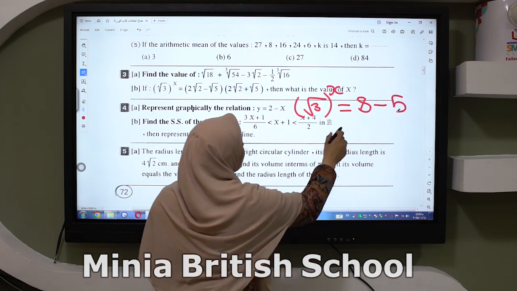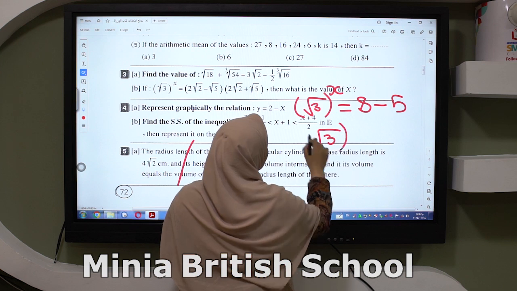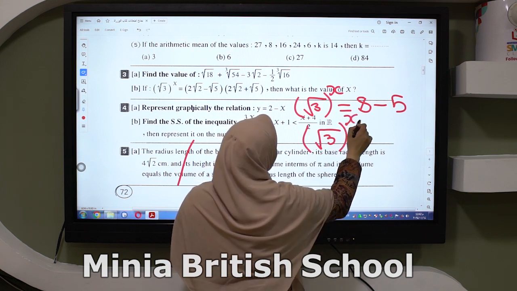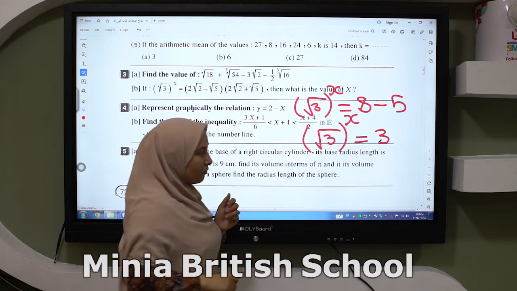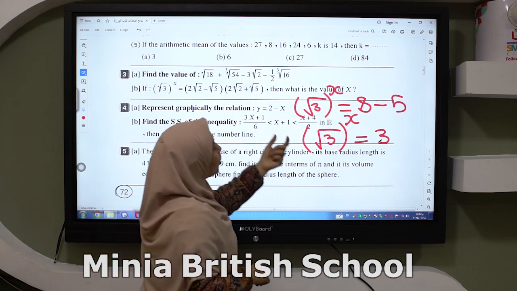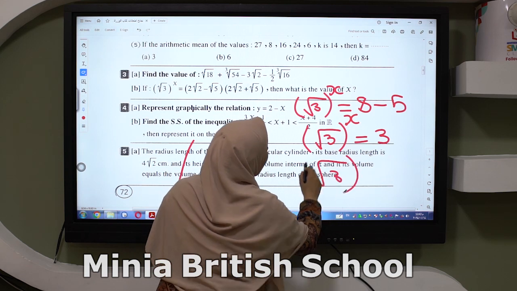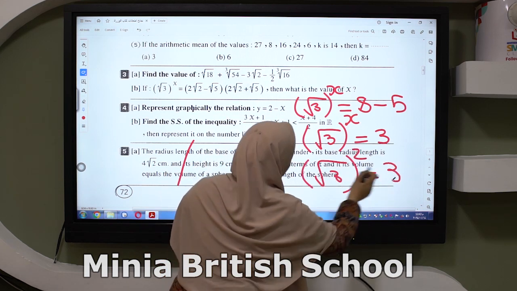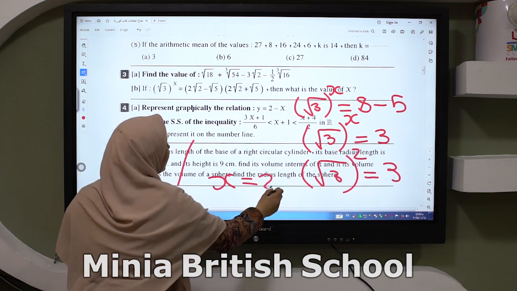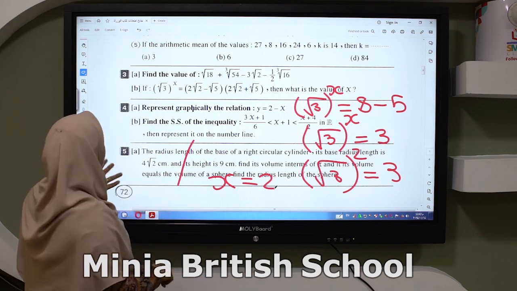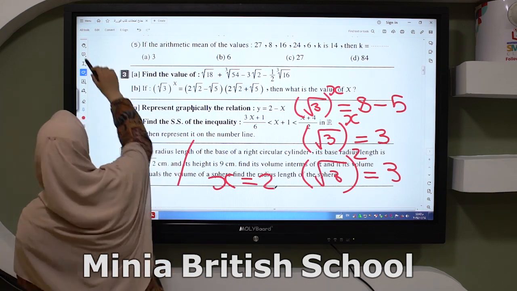Then I have the equation square root 3, all of them power 6 equals 3. Okay, now root 3 power 2, yes, root 3 power 2 equals 3. Then x equals 2. Question number 4.